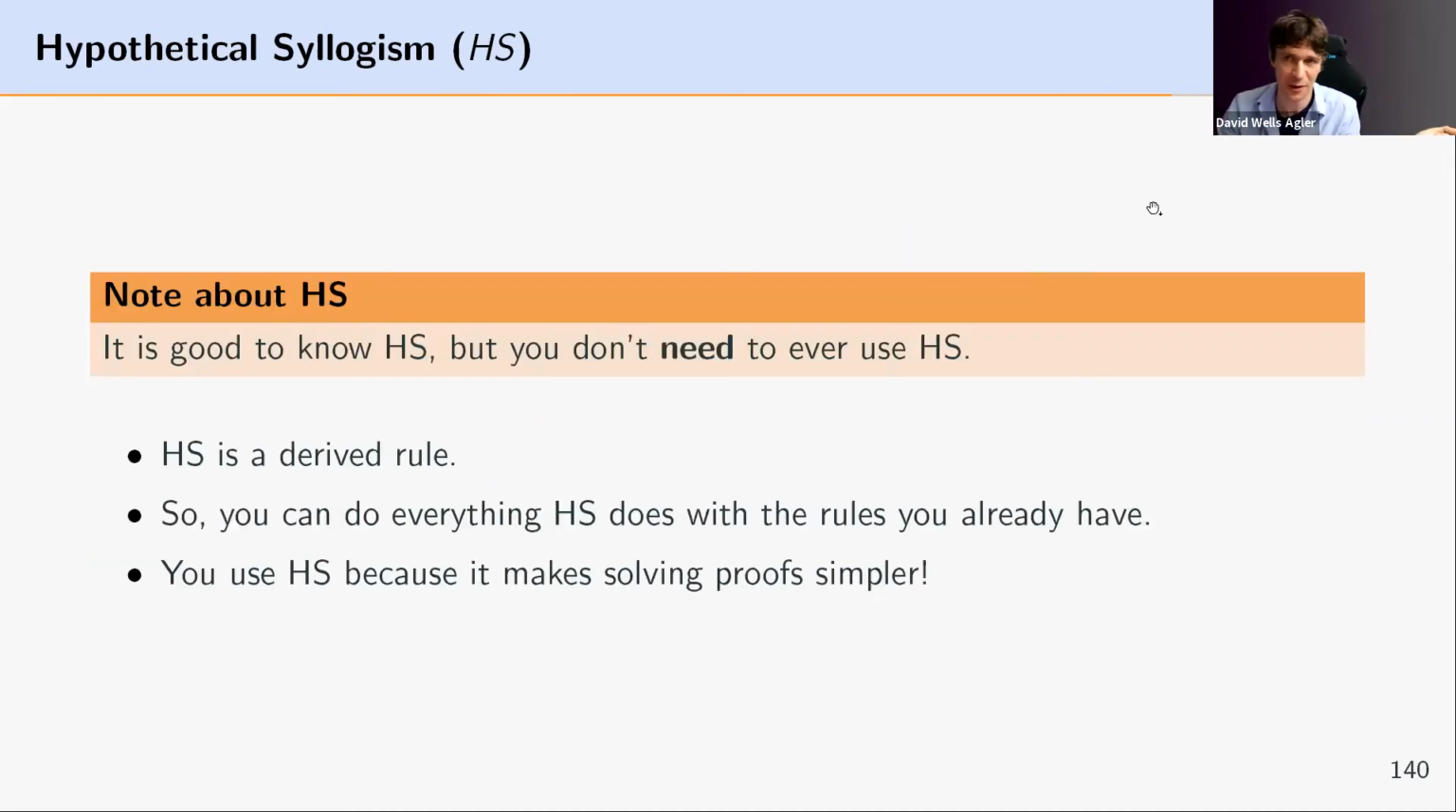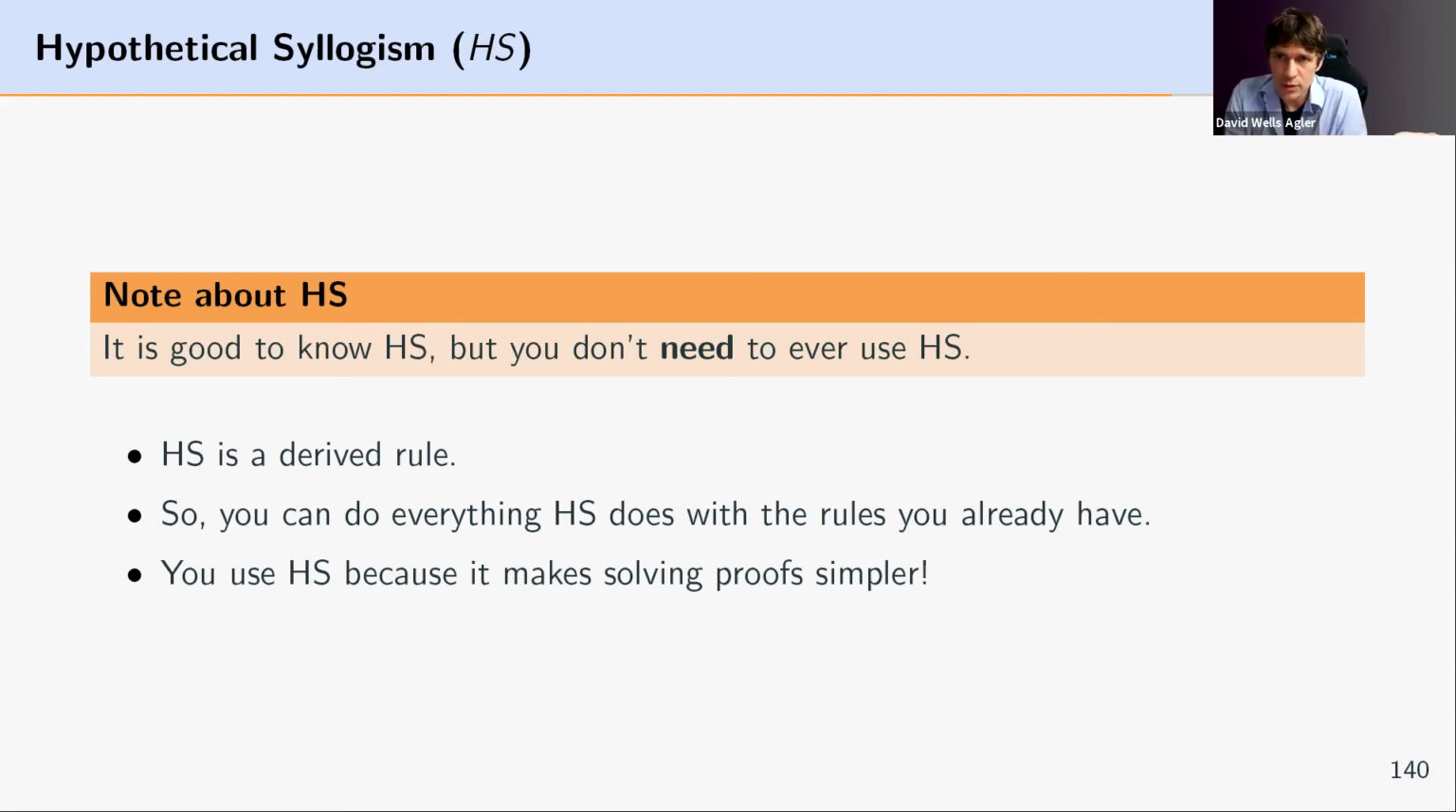Another thing to note about hypothetical syllogism is you kind of never really need this rule. It's kind of a junk rule. More exactly, it's called a derived rule. A derived rule means that you can use a more basic set of rules to do all of the proofs that hypothetical syllogism does. That is, you can actually prove hypothetical syllogism itself with a smaller subset of rules.